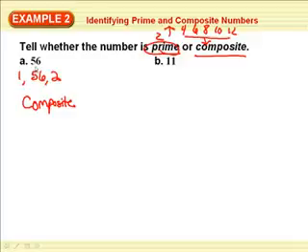Now there are other numbers that can go into 56, but we don't care. We just need to find at least 3 numbers that go into 56, and we know it's composite. Okay, think about 11. What's 1 times 11? Is there anything else that can go into 11 besides 1 and 11? No, so then it would be a prime number.